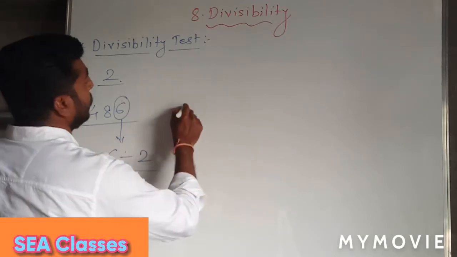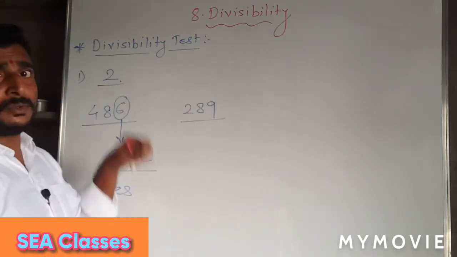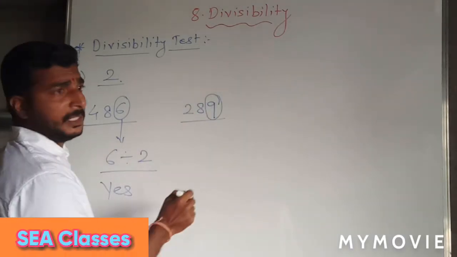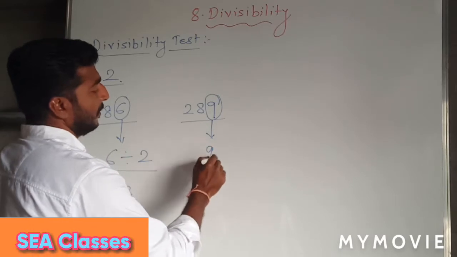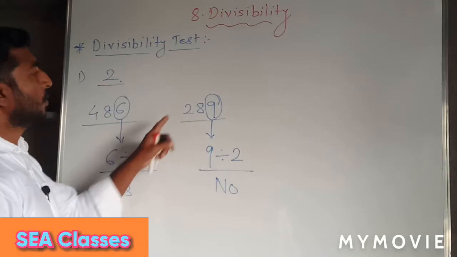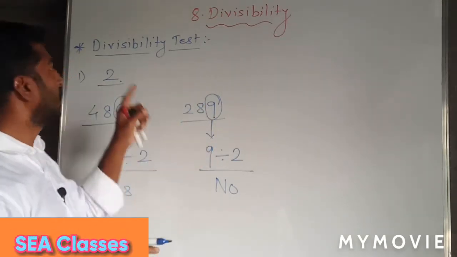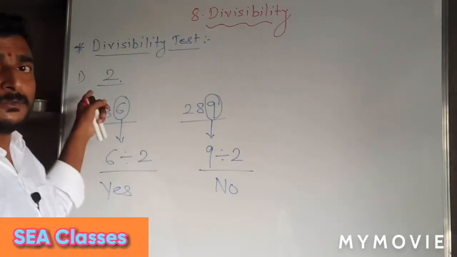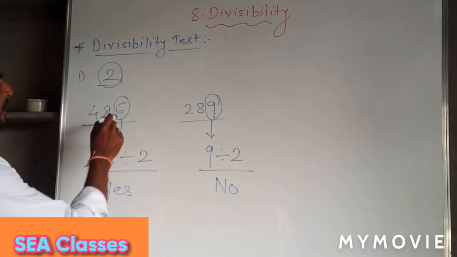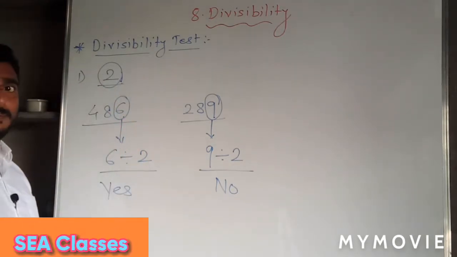Other example, 289. Is it divisible by 2? So what we will do? See the digit in the unit place, that is 9. Whether this 9 is divisible by 2? No. That means 289 is not divisible by 2. So that trick is called a divisibility test, and already you have learned it for 2. That means all the even numbers in the unit place give divisibility by 2.